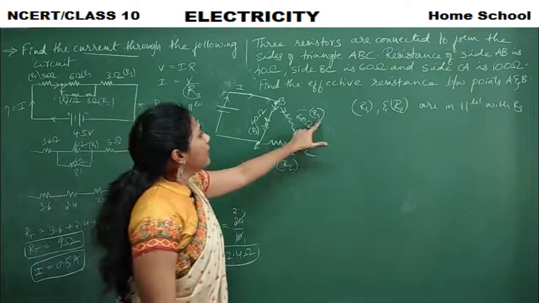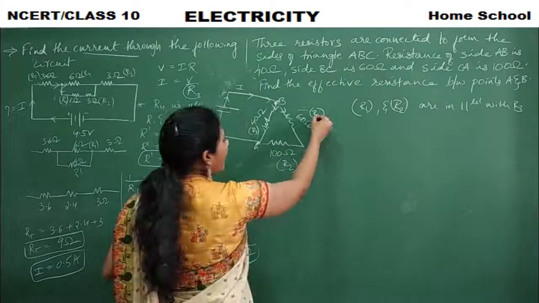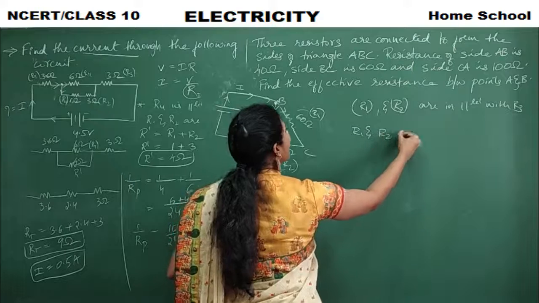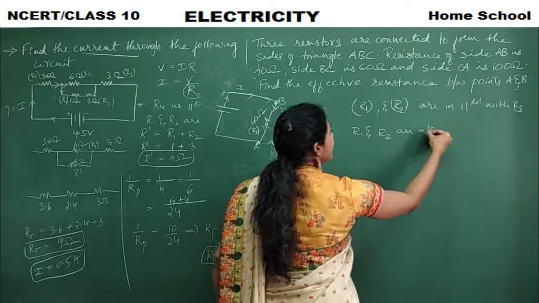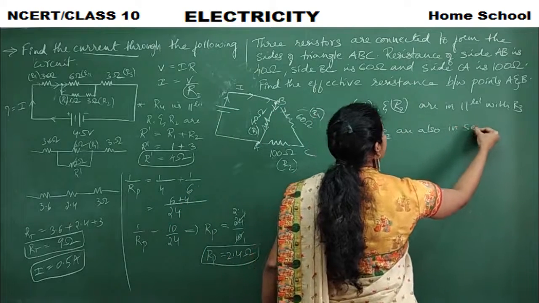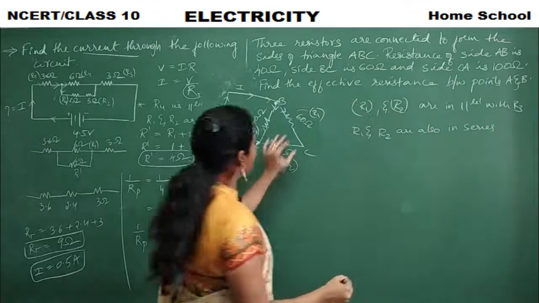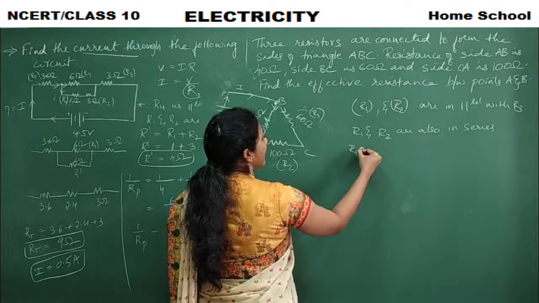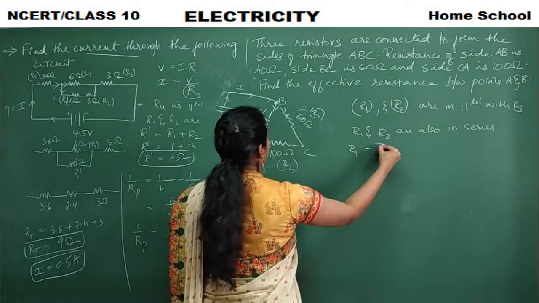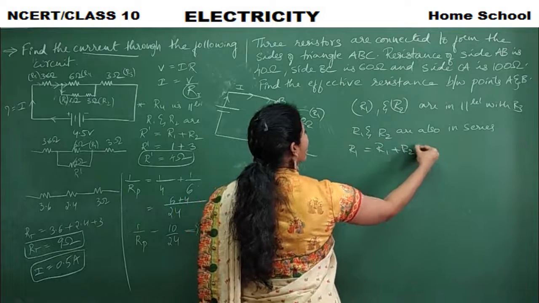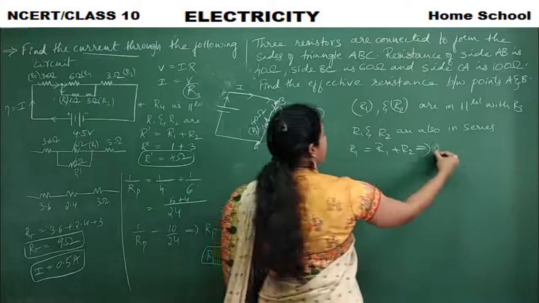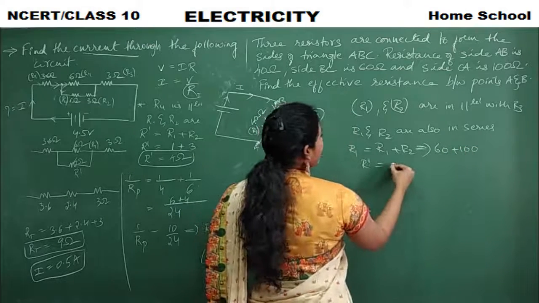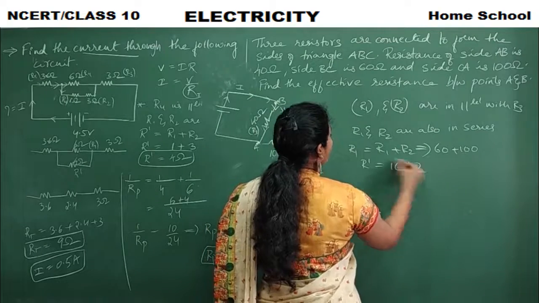And what I observed here is R1 and R2 are also in series. First finish off this, combine these two. So what do you get? R dash is equal to R1 plus R2. That implies 60 plus 100, right? So R dash is equal to 160 ohms.